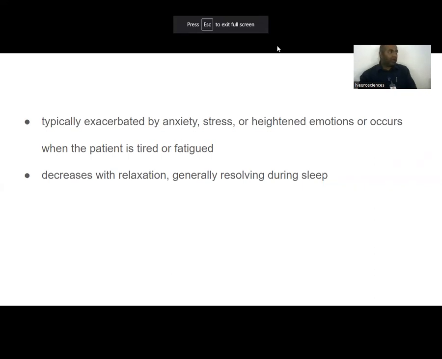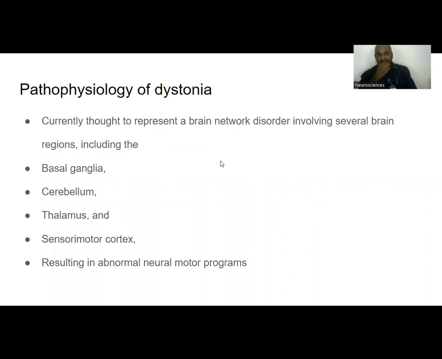So these are the core features of dystonia: dystonic movement, dystonic postures. You can have even tremor, dystonic tremor also. There are certain alleviating features, just antagonistic, can have overflow. So dystonia is typically exacerbated by anxiety, stress, heightened emotions, and decreases with relaxation and is generally resolved during sleep. One slide on pathophysiology of dystonia. So dystonia is currently thought to be a brain network disorder involving several brain regions: basal ganglia, cerebellum, thalamus, and sensory motor cortex, resulting in abnormal neural motor programs.